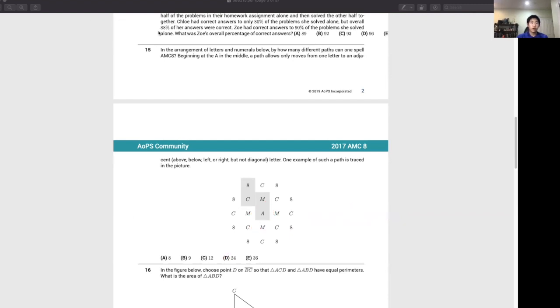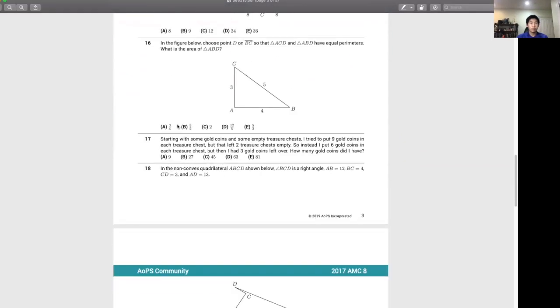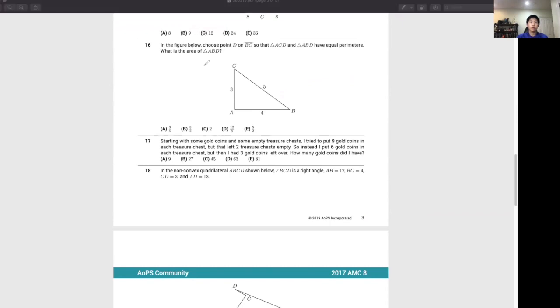Okay, on to problem 16. We have a figure and we're told that we choose point D on BC such that ACD and ABD have equal perimeters. And we're asked for the area of ABD. So we don't know what this length is going to be, but luckily we don't need to know it because in ACD and ABD, they actually share this length. So when we're calculating their equal perimeters, we can almost ignore that side.